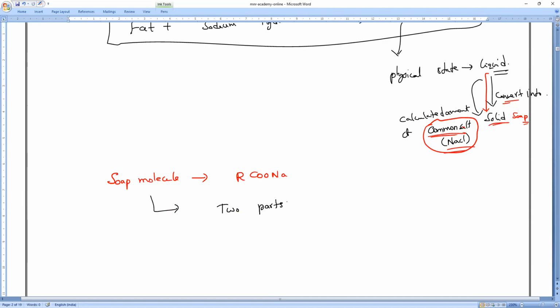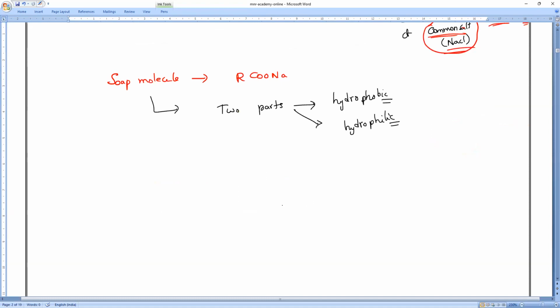All of you write it. It is made up of 2 parts. One part we call hydrophobic, and another part we call hydrophilic. Do it, everybody. So the soap molecule is made up of 2 parts. One is hydrophobic and the other one is what we call, everyone? Hydrophilic. First I'll teach you and show you that.